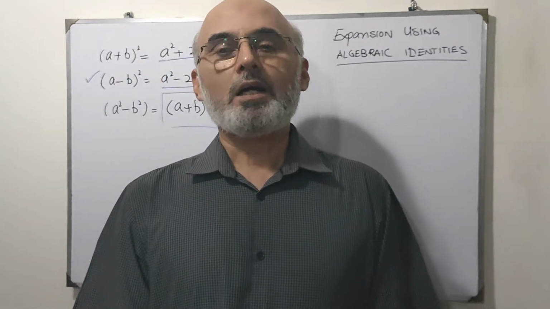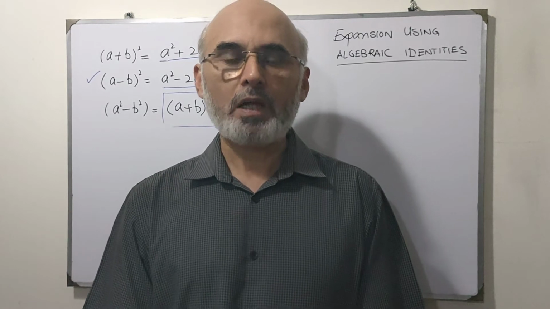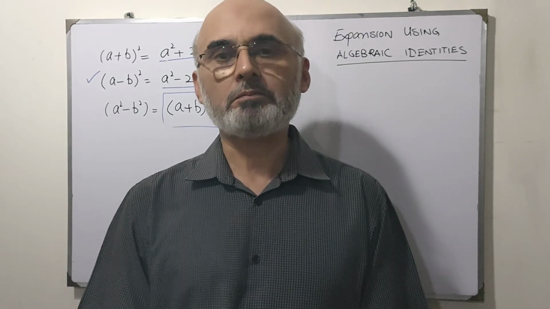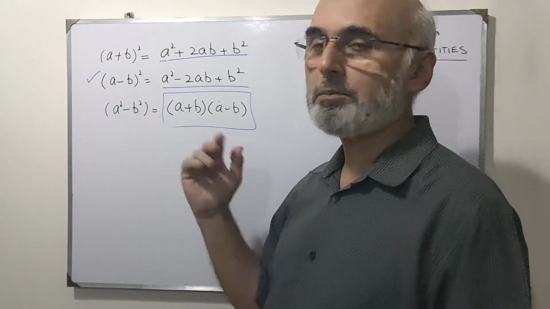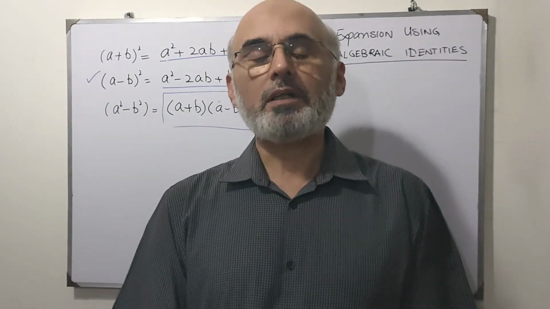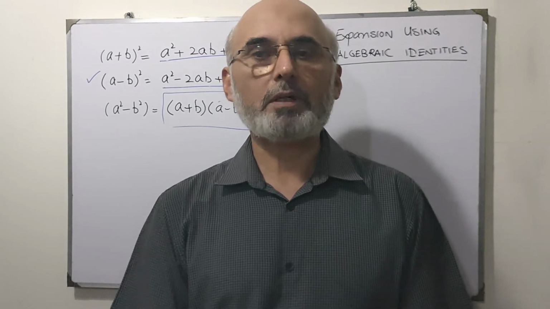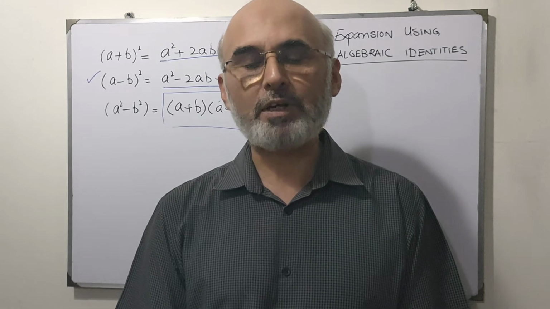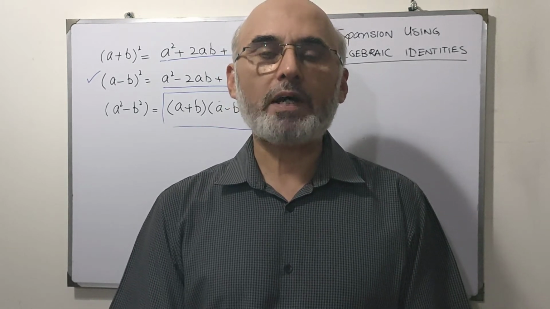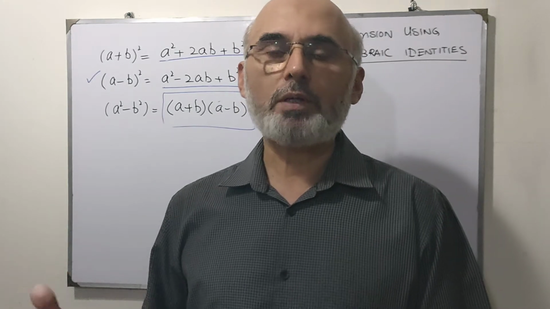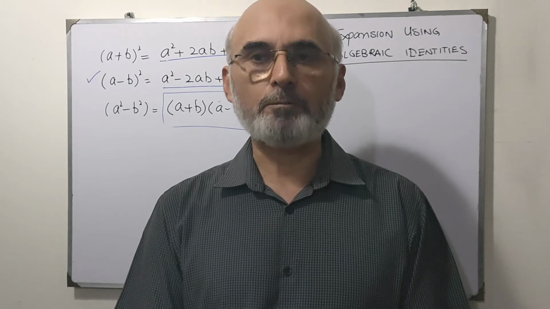Bismillahirrahmanirrahim. We are doing expansion using algebraic identities. We have studied identity number 1, identity number 2, identity number 3. We have done examples of a plus b whole square, and a couple of examples of a minus b the whole square, right? So now it's time to do some examples of identity number 3, which is a square minus b square, equivalent to a plus b into a minus b.